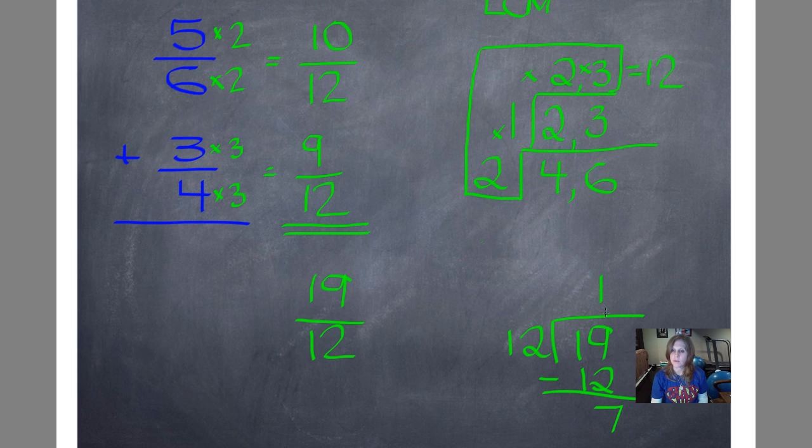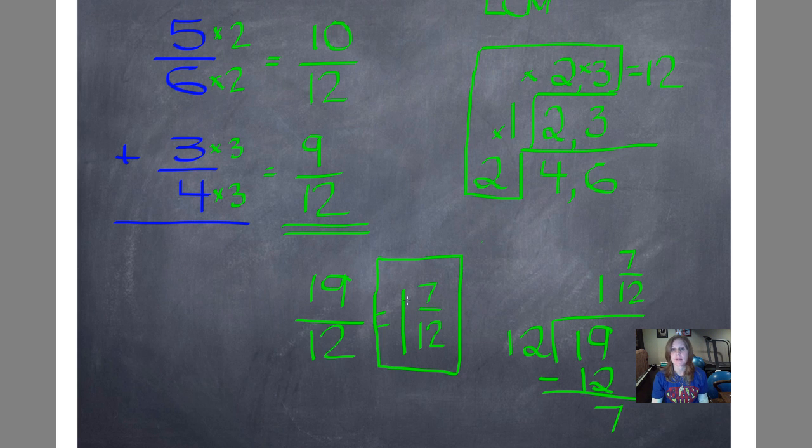So we have a whole number of 1, a remainder of 7, which is our new numerator, and our denominator stays the same. It's also our divisor. So we'll write 1 and 7/12. And that is our final answer.